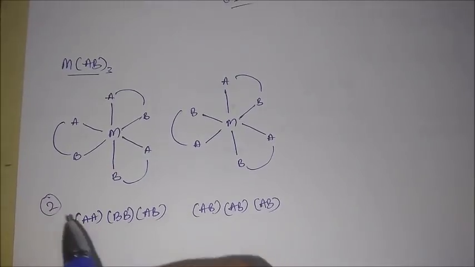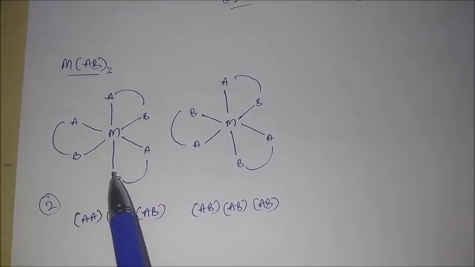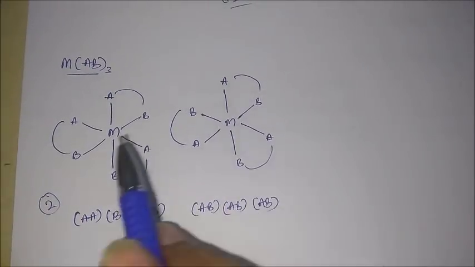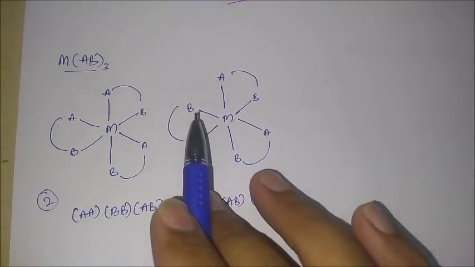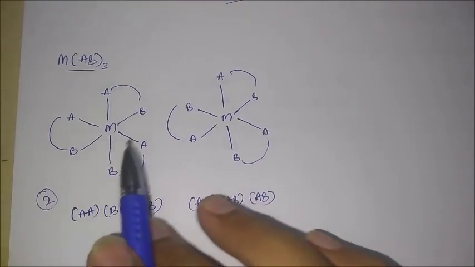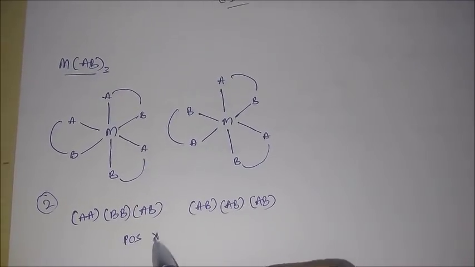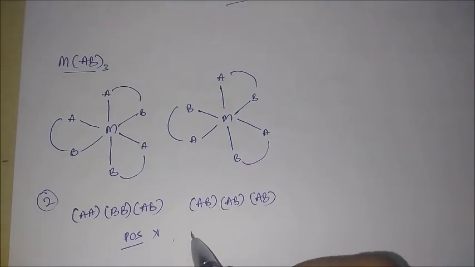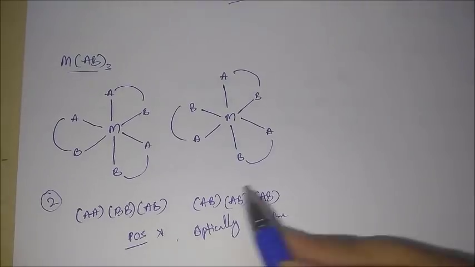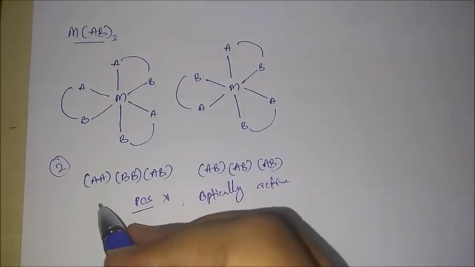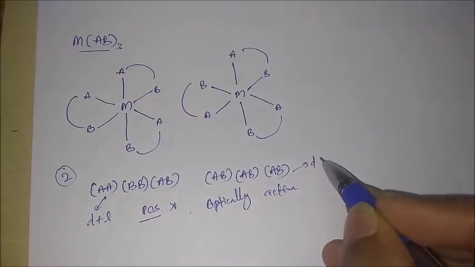And if I ask you how many optical isomers it will have, as I told you, these bonds are not in the same plane, so you cannot apply any plane on them to cut them into two equal parts. So it does not possess any plane of symmetry. If plane of symmetry is not present, then it is optically active. So both of them are optically active. Both will show D form plus L form.